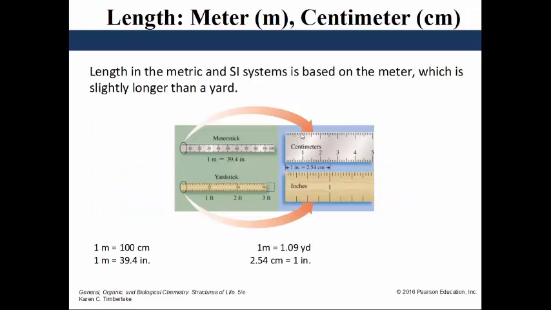All right, the length in the metric and the SI systems is all based on the meter, which is just slightly longer than 1 yard. So for here, 1 meter is the same thing as 100 centimeters. You remember centi or cent. You think of cents in a dollar, there are 100 of those. So the prefix centi always means 100 of, or 100th. 1 meter is also 39.4 inches. It's also the same thing as 1.09 yards. And then 2.54 centimeters is the same thing as 1 inch.